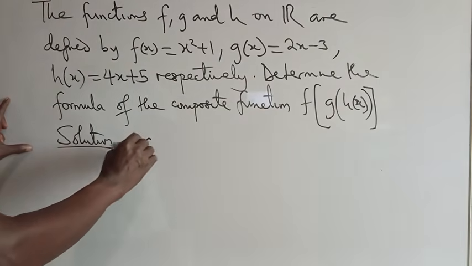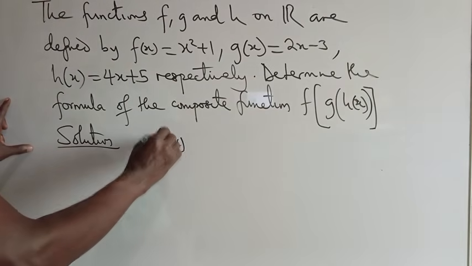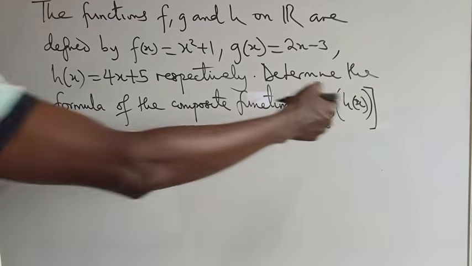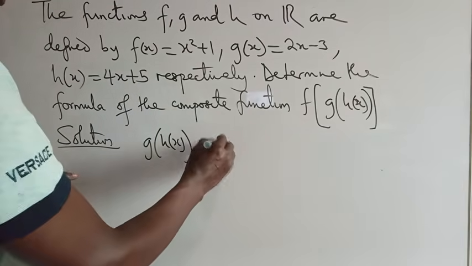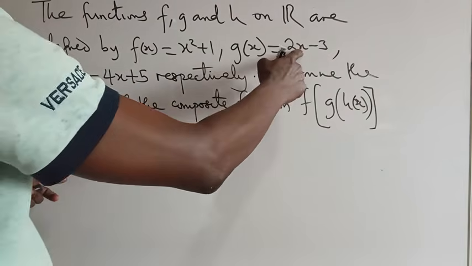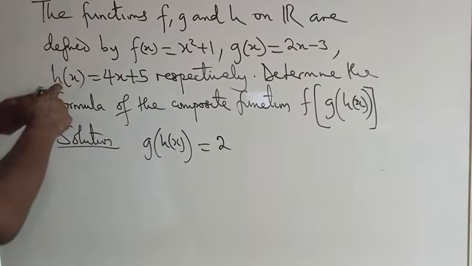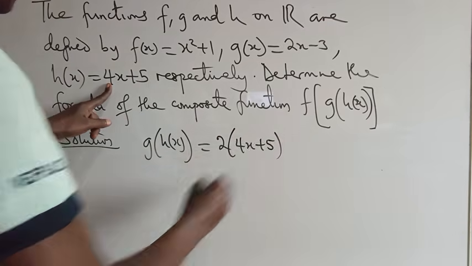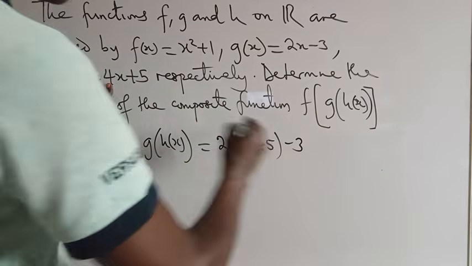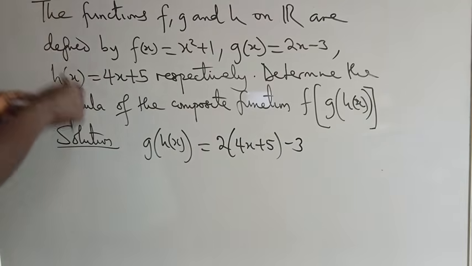We want to start with what? g of h of x. That is, we put h of x inside g. So g is the base. We have 2, and where we see x, we write h of x, which is 4x plus 5, then minus 3. That is it. So we have put h of x inside g of x.